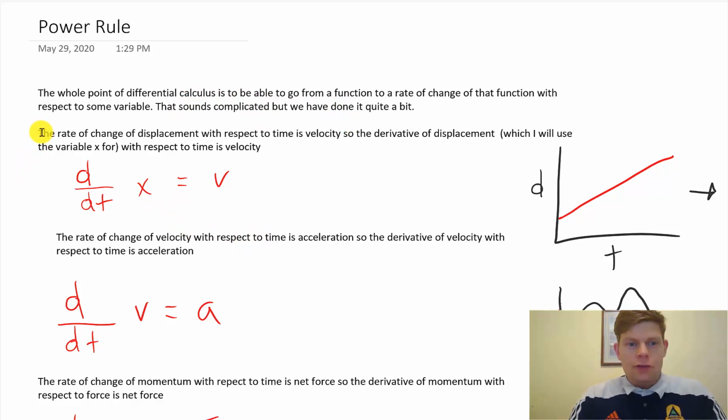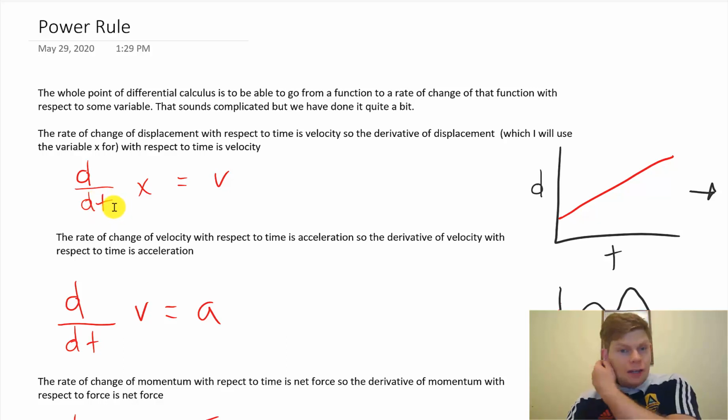So if you want to know the rate of change of displacement with respect to time, that's velocity. We do that all the time. We find out how quickly displacement is changing with respect to time. And so the derivative of displacement with respect to time is velocity. Notice I use the variable x because otherwise it's dd over dt, and that just doesn't look right. By the way, this means you're taking the derivative with respect to time. So d whatever, d what you're taking the derivative with respect to. Anyway, so derivative of displacement with respect to time is velocity.